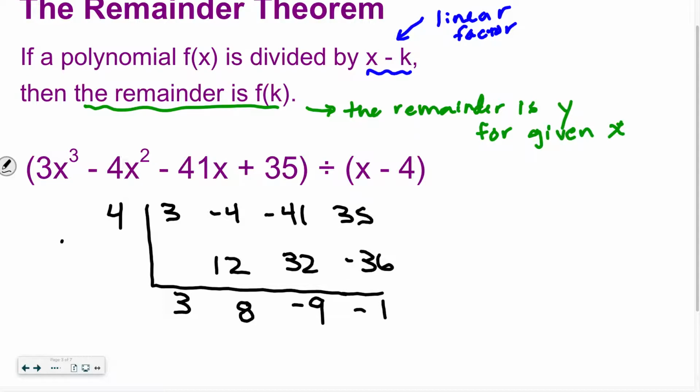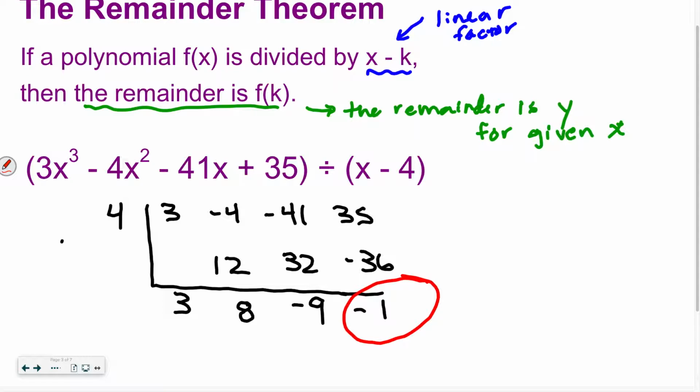Now, we can do a lot with this synthetic. We could do what you guys did for me on the warm-up, which is write the answer, the quotient plus the remainder over the divisor. We could do like what we did on the division algorithm. We could say this whole cubic polynomial is x minus 4 times 3x squared plus 8x minus 9, and then -1.